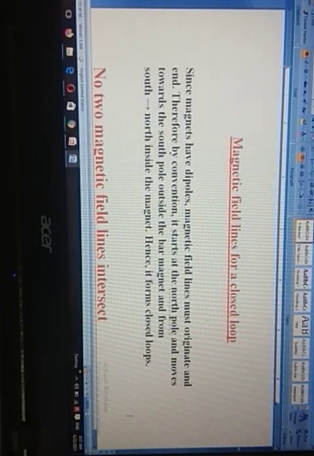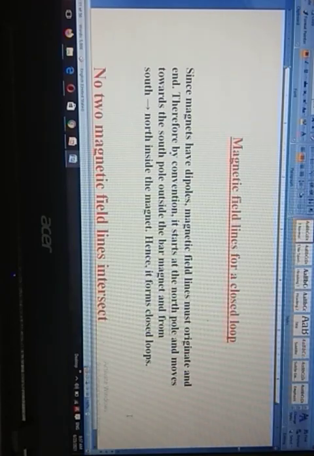Magnetic field lines form closed loops. Since magnets are dipolar, magnetic field lines must originate at one end and end at the other. Therefore, by convention, they start at the north pole and move towards the south pole outside the bar magnet, and go from south to north inside the magnet. Hence, it forms a closed loop.